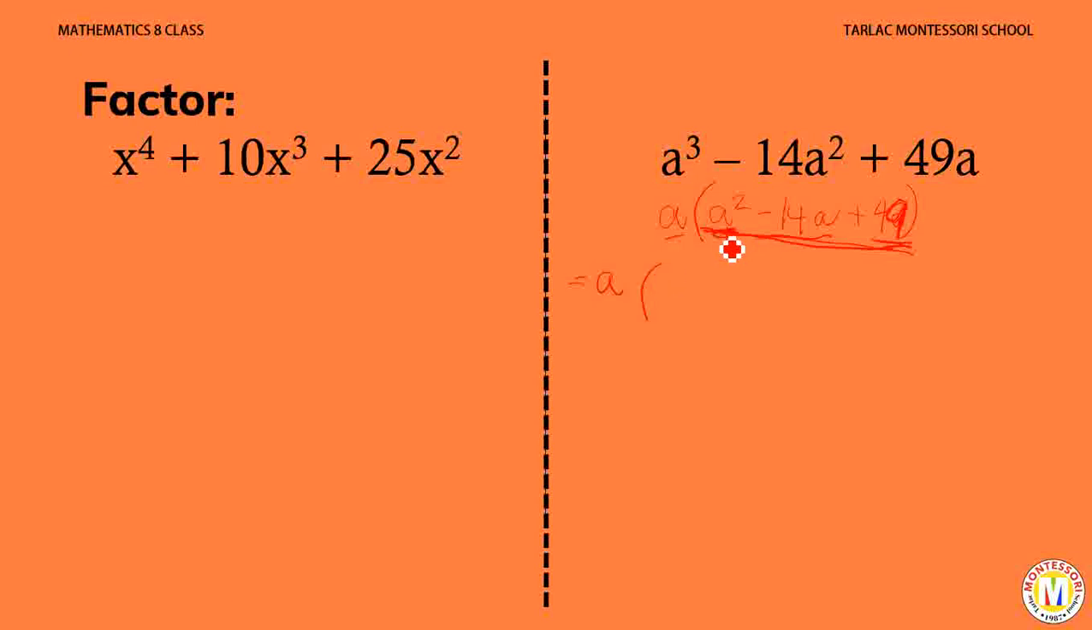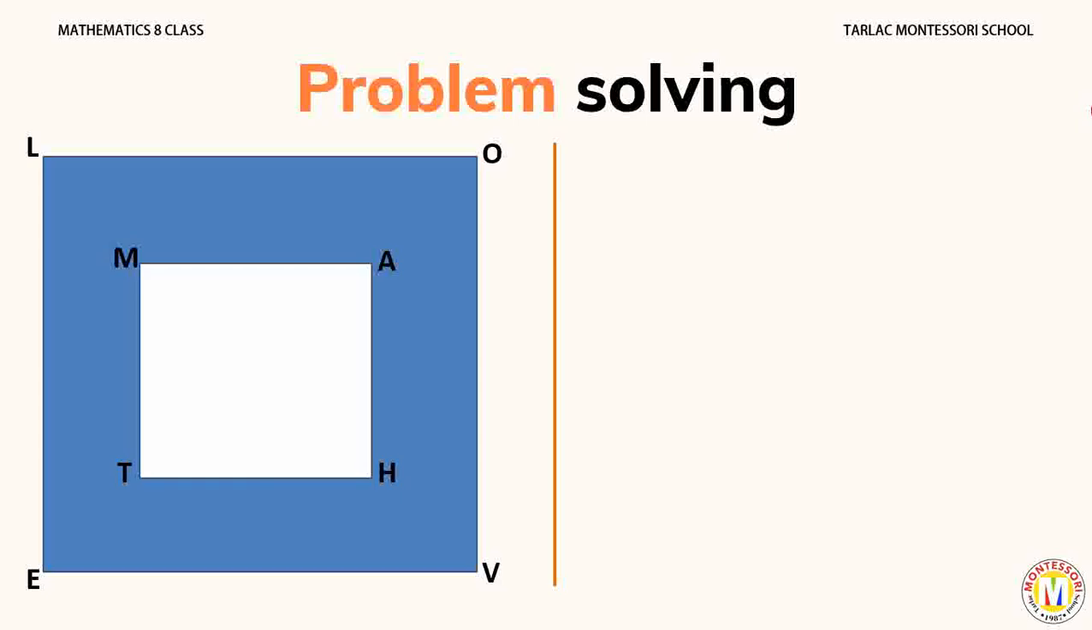That means you're going to extract the square root of a squared, which is a, and the square root of 49, which is 7. And then you will consider the sign of the middle term. So this is a minus 7 squared. So again, let's rewrite that one. Your final answer would be a multiplied to a minus 7 squared. So this will be your final answer for this particular example. So I hope we're clear. Let's see the next one.